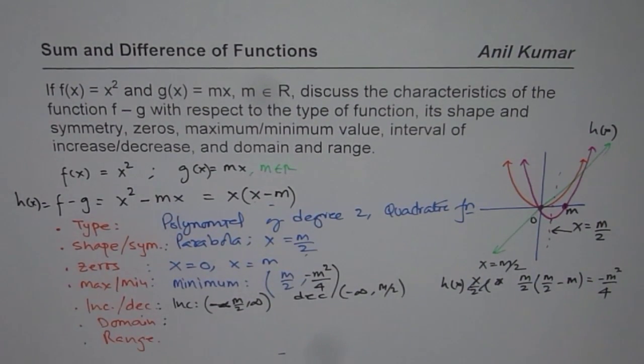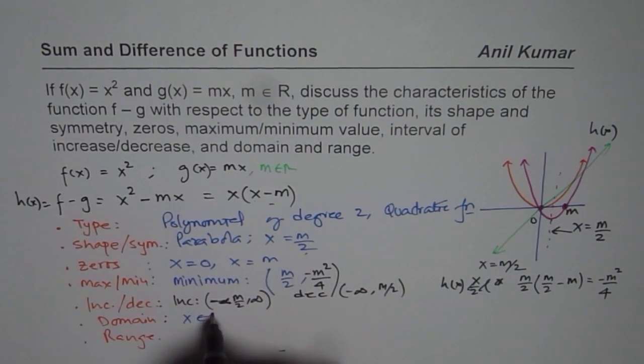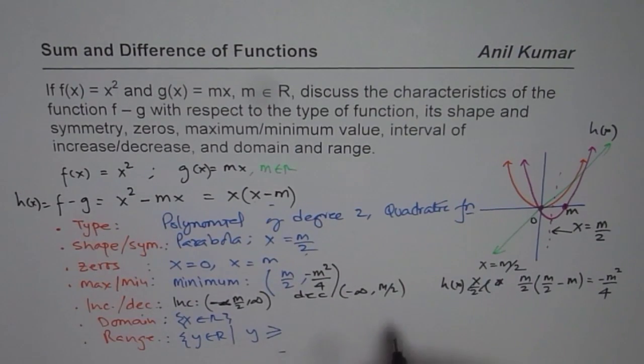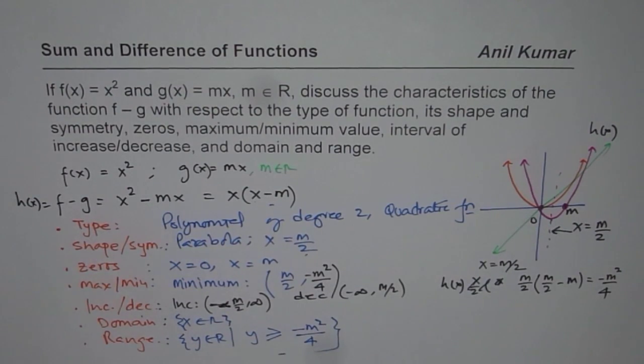Domain. So for domain, it is always x belongs to real numbers. There are no restrictions on this. As far as range is concerned, y belongs to real numbers where y is greater than or equal to minus m square over 4. Since that is the minimum point, correct? So with that, you get the general characteristics of a combination of a parabola and a line.